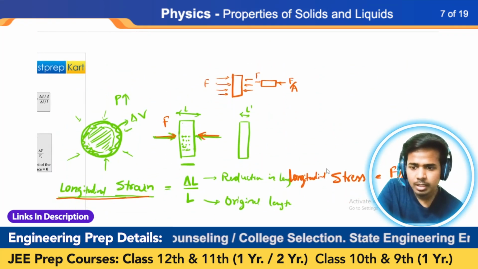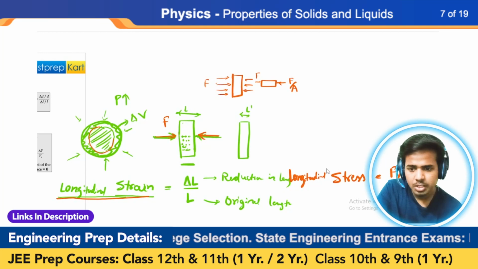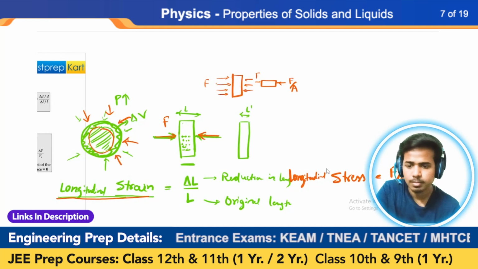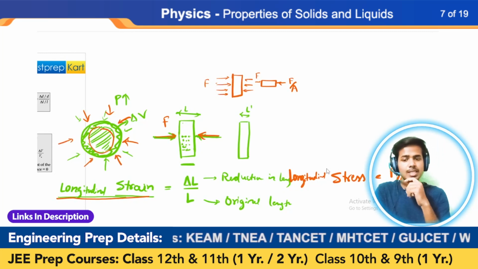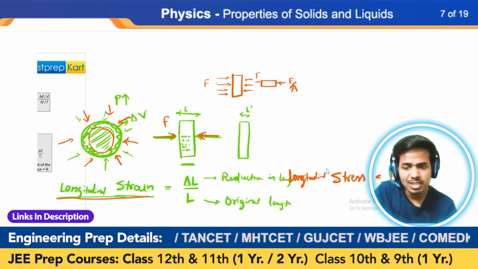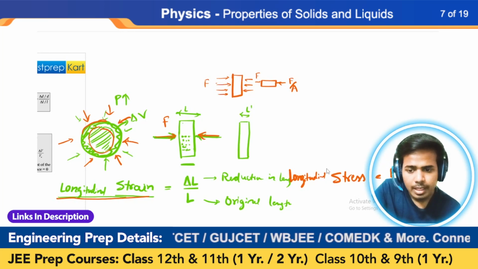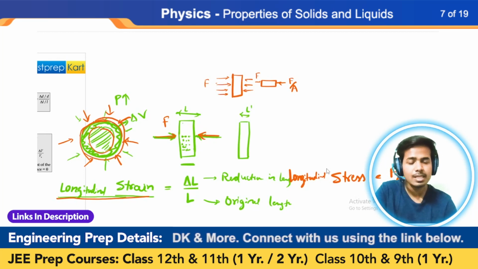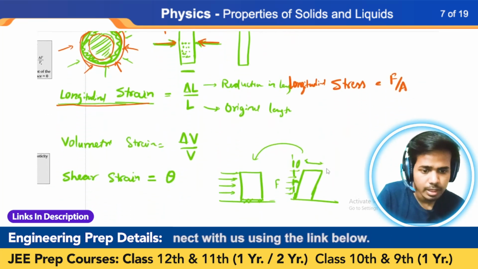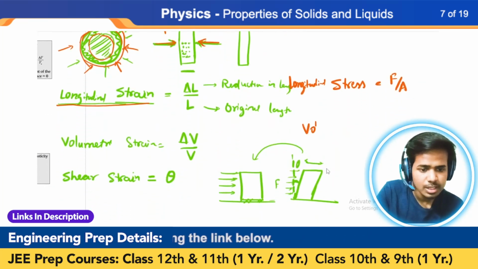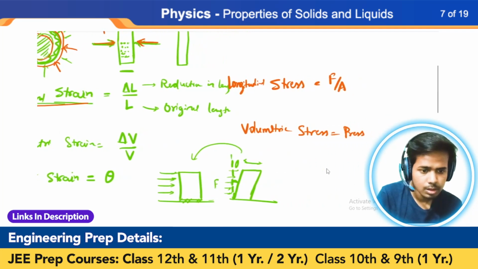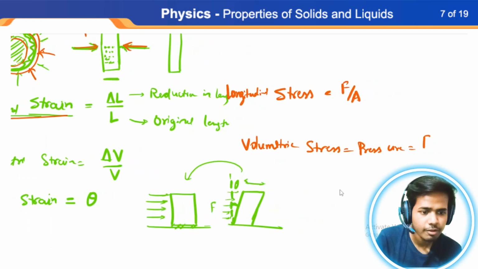In the same manner, what is the reason why this air was compressed? It was because of force due to the excess amount of air. But it actually results in something we are already very familiar with. When you divide force by area, in case of fluids, it results in something called pressure. So volumetric stress is equal to pressure is equal to F by A, nothing else.